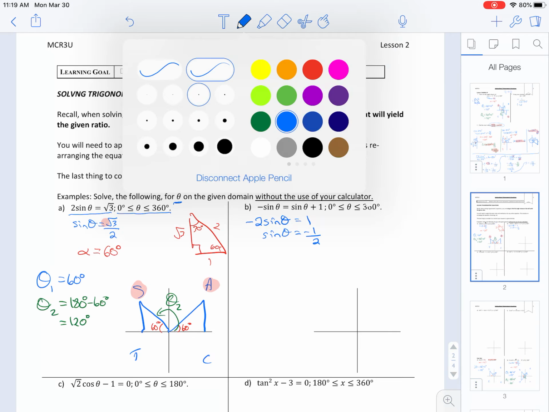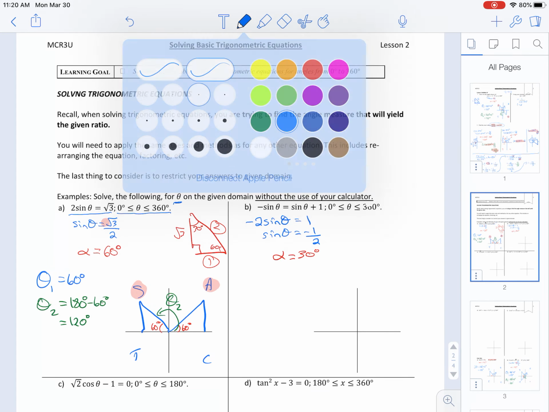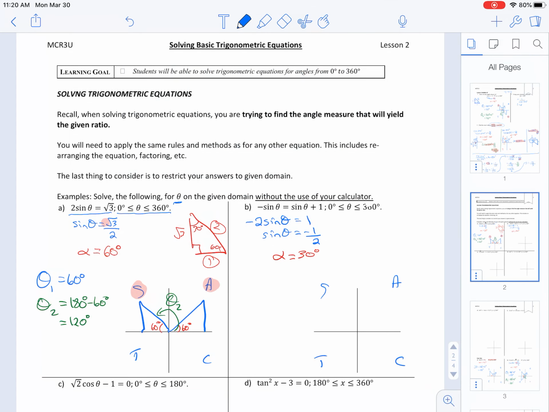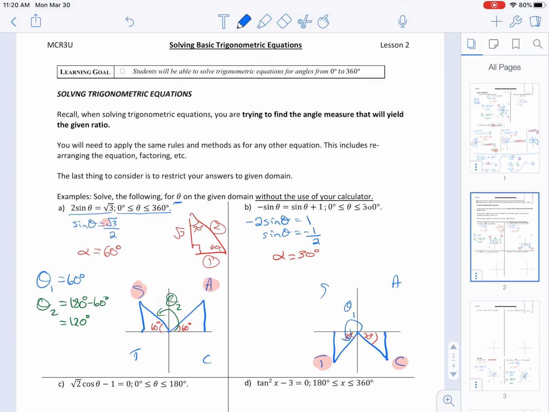And now we try to isolate for theta. So we go through our process. Alpha in this case is going to be, if we look at the triangle we had here, I've got 1 and 2, so this is going to be 30. And the next part is to use the CAST rule to decide in which quadrants it is. So I got negative for sine, so that means I'm down here and I'm down here. So I've got this triangle and this triangle. Again, we can put in our alpha, 30 degrees in those, and find thetas.